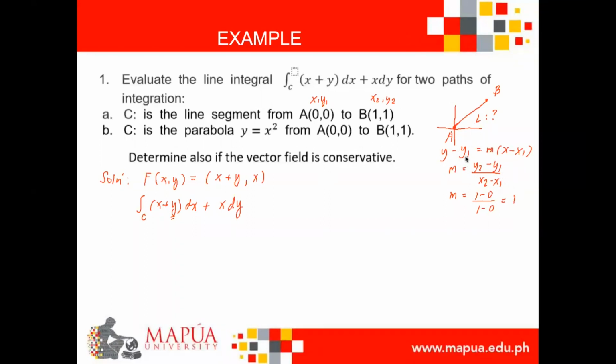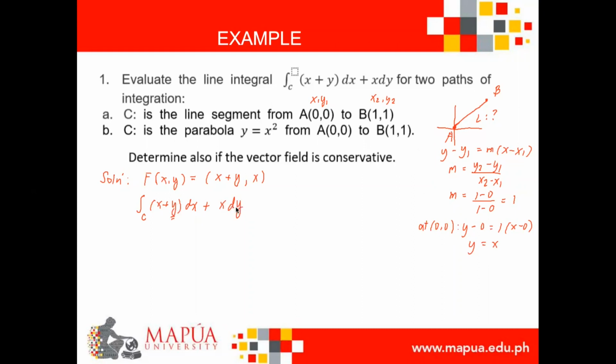And defining the equation of the line, let us use the point (0, 0). At point (0, 0), we have y minus 0 equals m, which is 1, times x minus 0. Or simply, this is y equals x. So we have now found the replacement for y in terms of x.